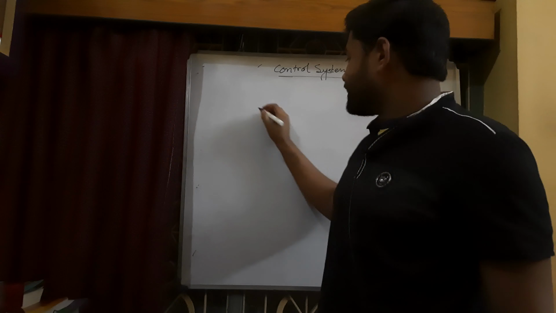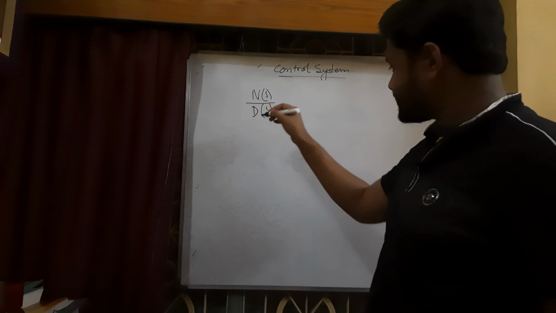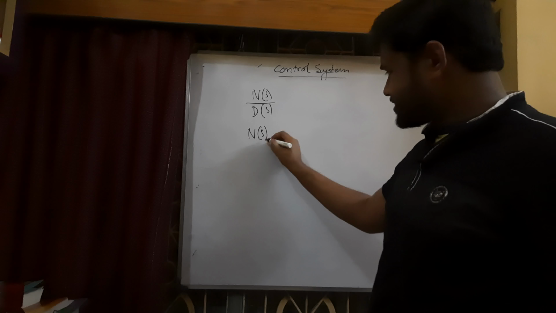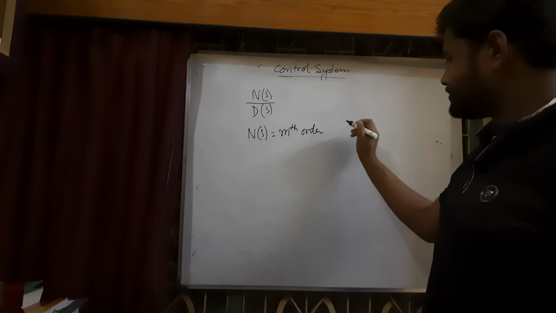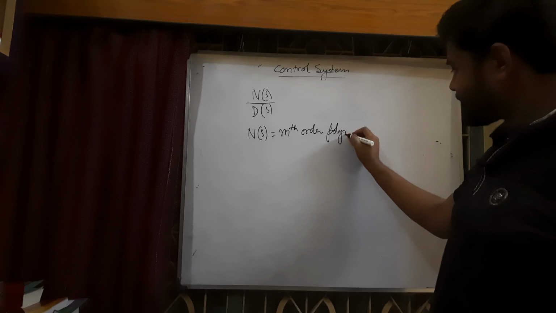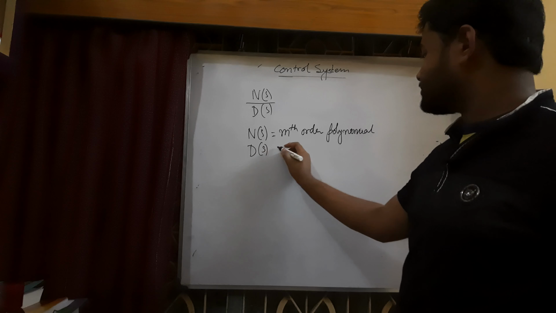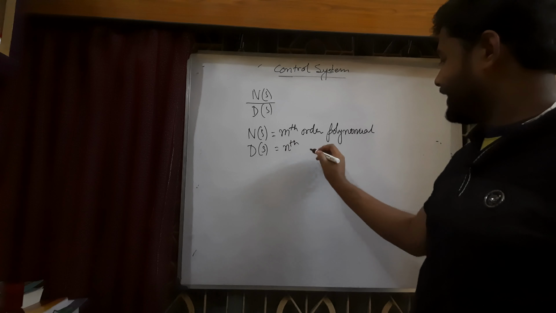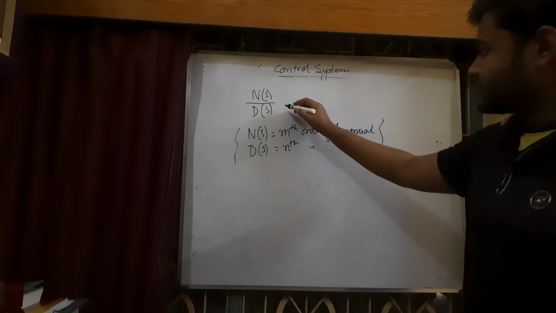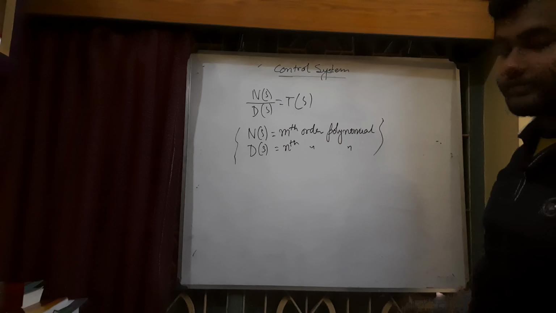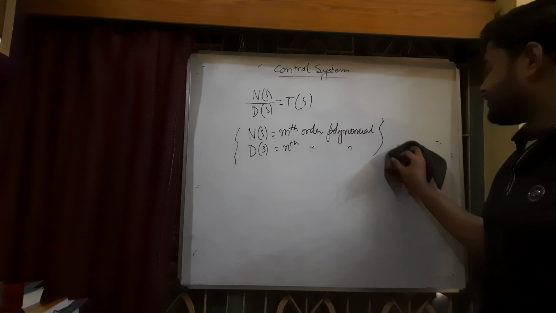There we denoted that the transfer function can be written in this form, N(s) by D(s), where N(s) can be written as an mth order polynomial, as you can remember, and D(s) can also be written as another polynomial of order n. When we represent any transfer function like this, that form is called the polynomial form of the transfer function.